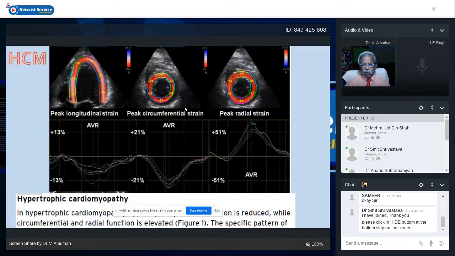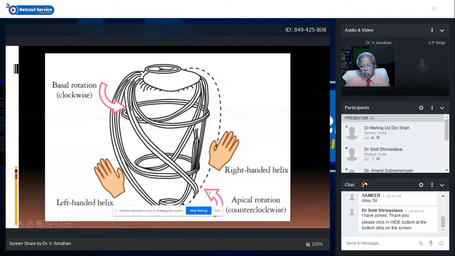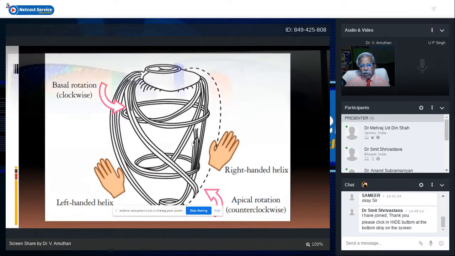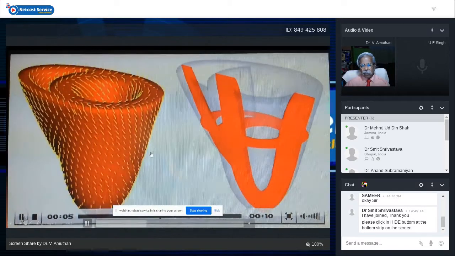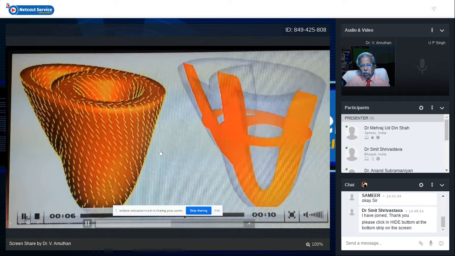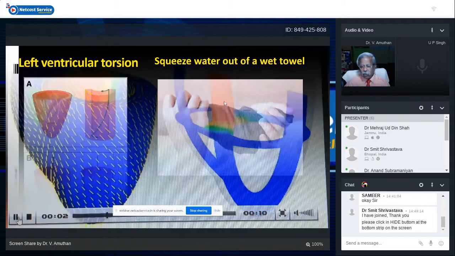In hypertrophic cardiomyopathy, you can see here this patient has a normal longitudinal strain in one case, whereas in another it's reduced longitudinal strain, whereas circumferential strain and radial strain are increased. So this is the basal rotation and this is the apical rotation. This is called the left-handed helix. This is the rotation which can be measured here, the wringing motion, and this is just like squeezing the water out of a wet towel.